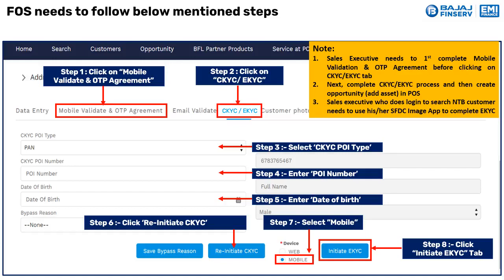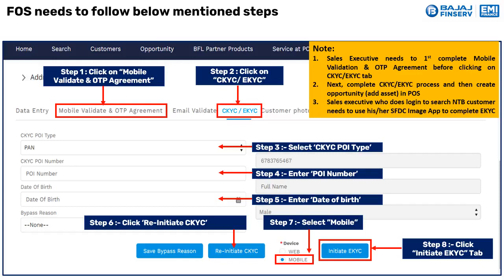Now remember, the executive who logs in the customer's mobile number and is doing this process has to use his own image app uploader and do the entire process. It cannot be that FOS1 or my executive Amit does the login in the POS system and the image app of Sumit is used to do it. No, you Amit only will have to complete the entire process.